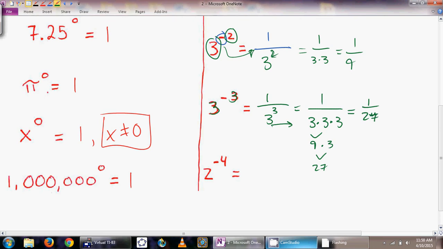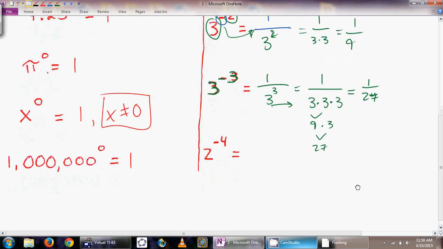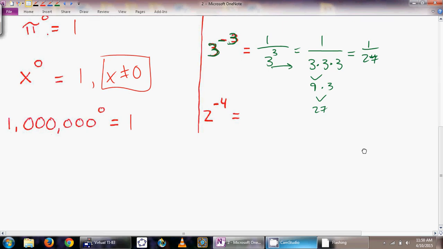3 to the negative 3rd power is really 1 over 27, okay? Remember, a negative exponent tells you to put it in the denominator. Make a fraction, 1 over your base to that power in the denominator. So 2 to the negative 4th power is 1 over 2 to the 4th power.